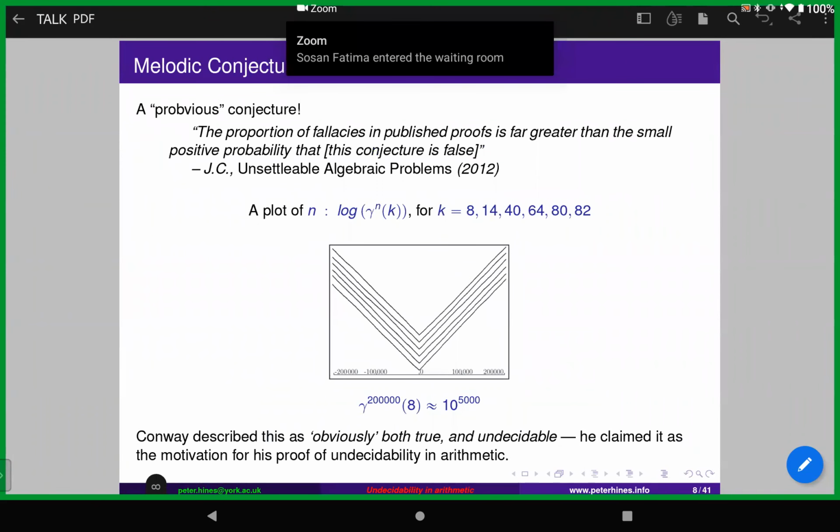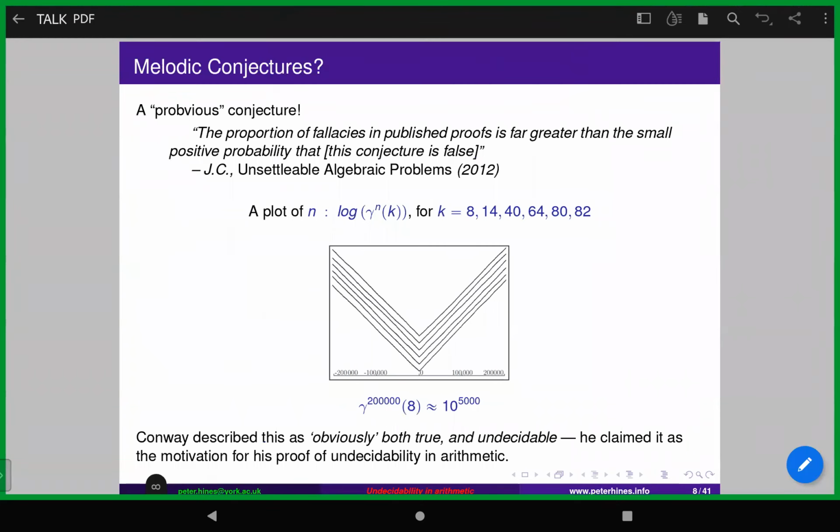The precise term he used was probvious, which was a contraction of probabilistically obvious. So he gives a probabilistic argument as to why this conjecture is true and points out that the probability of an error appearing in a published mathematical proof is far greater than the small probability that this conjecture is false.